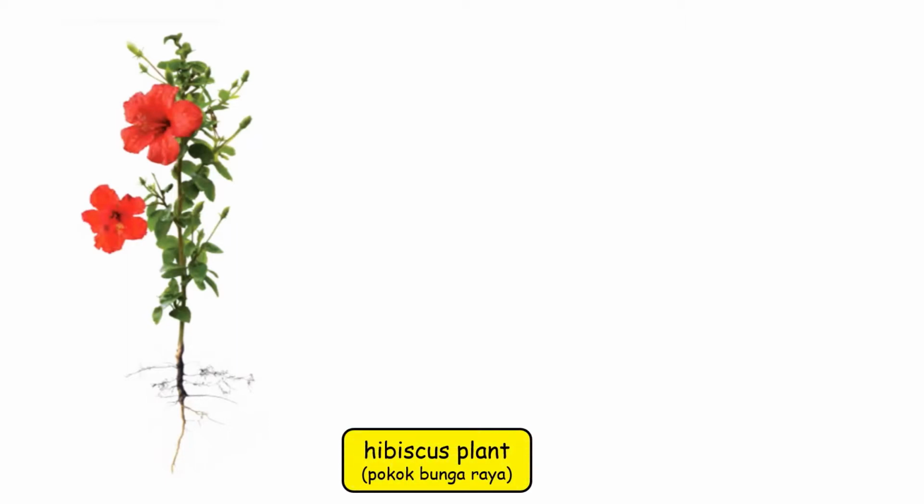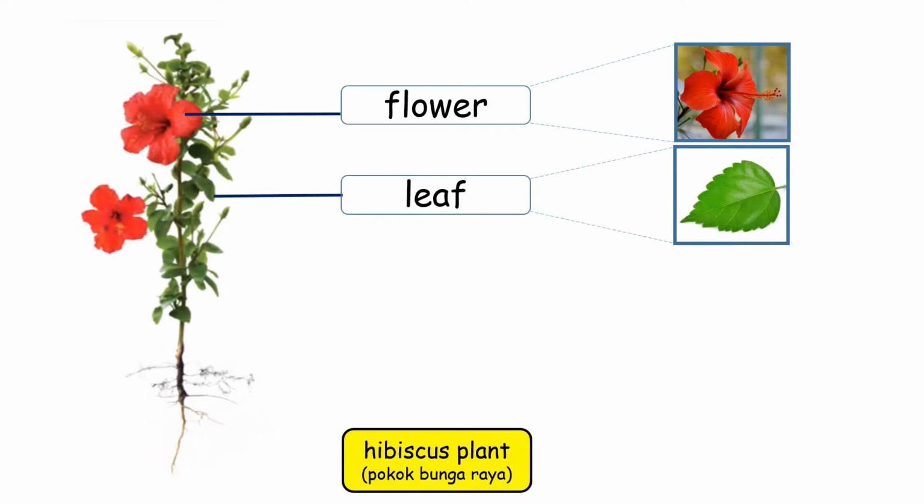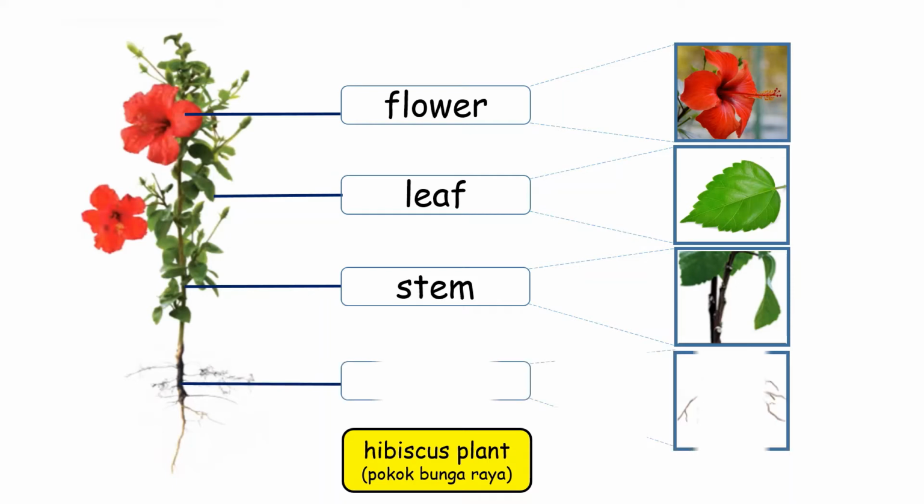Do you know what plant this is? It's a hibiscus plant. Can you name the parts of this plant? This is the flower, leaf, stem, and root. Every plant has parts with different characteristics.